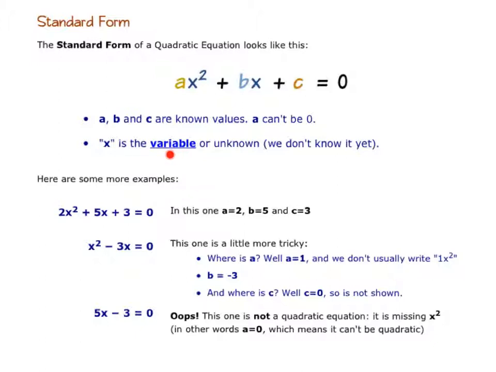X is what we're looking for. It's the variable or the unknown. And so when we solve a quadratic, we're looking for the value of the x term. Okay, here are some examples of what quadratics can look like.